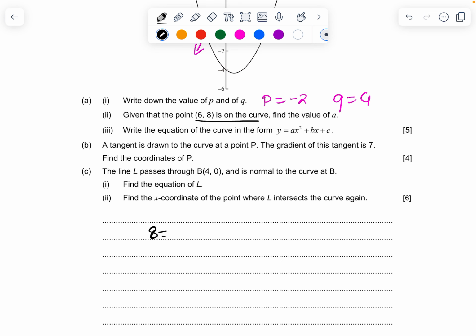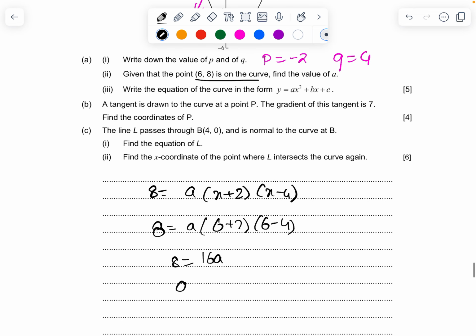So 8 equals a times x minus of minus 2 times x minus 4. Now 8 equals a times 6 plus 2 times 6 minus 4. This gives me 8 equals 16a. So a equals 1 upon 2.